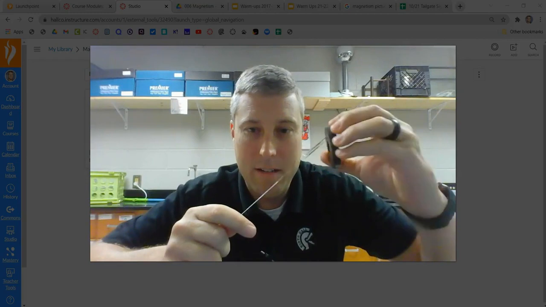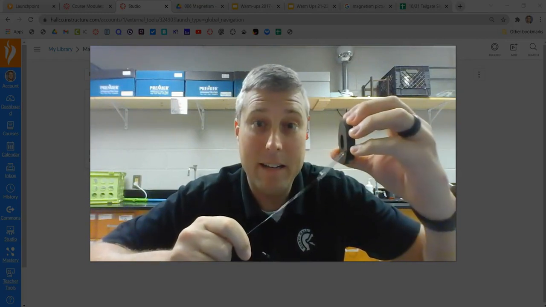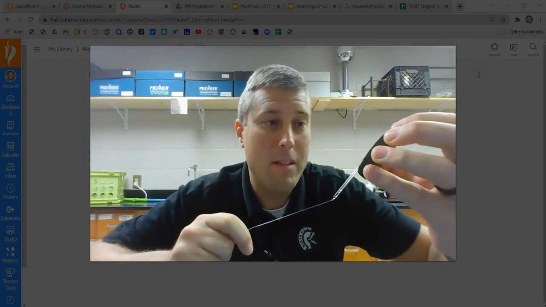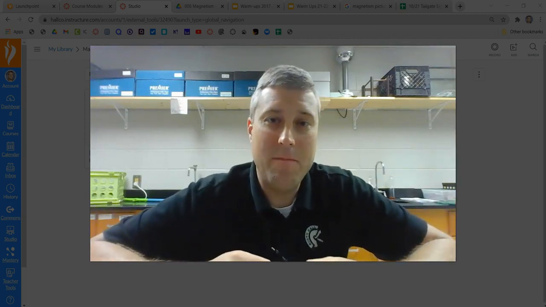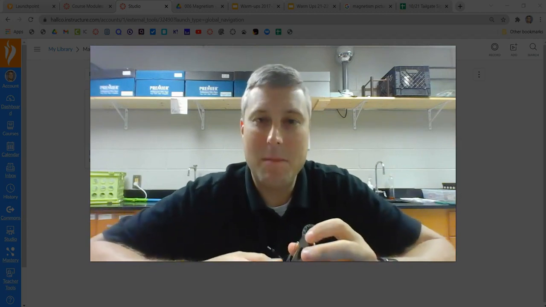We all know what this is, right? Looks like a magnet. This is our beginning unit on magnetism. This is the first section. Magnetism is always really cool.